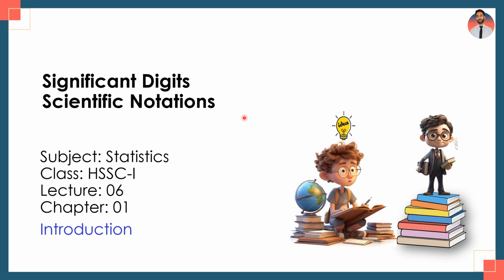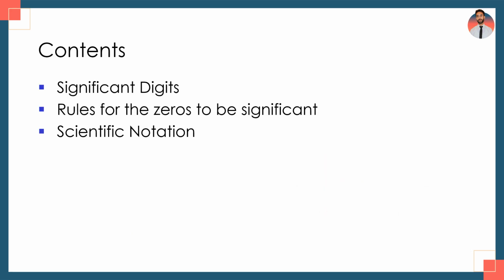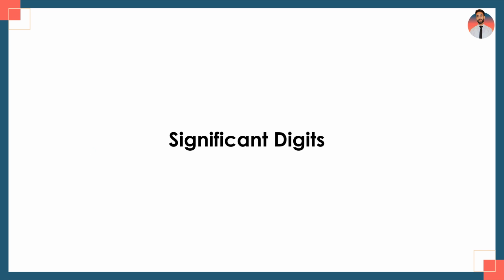So let's start the topic significant digits and scientific notations. In the contents of this lecture, students, I will discuss first significant digits. In the second point, I will discuss rules for the zeros to be significant, and the last point is scientific notations. In the first point, I will discuss a brief introduction about significant digits.